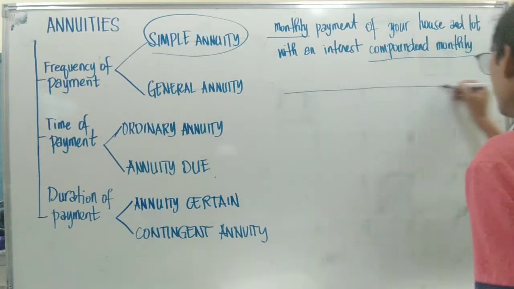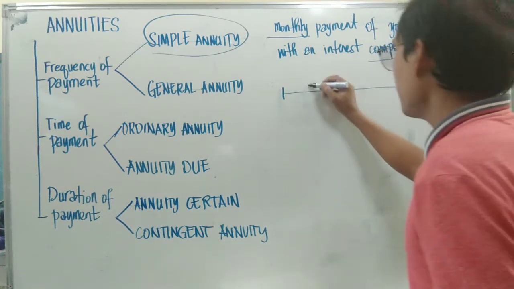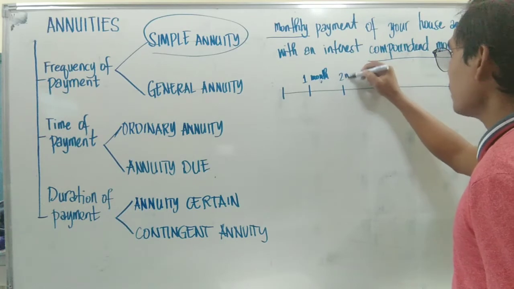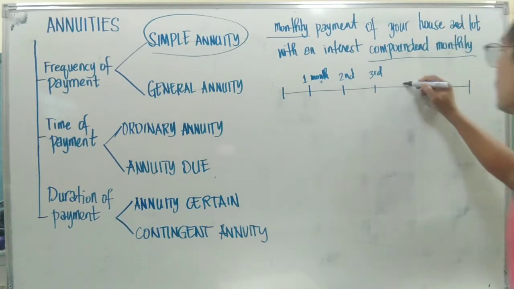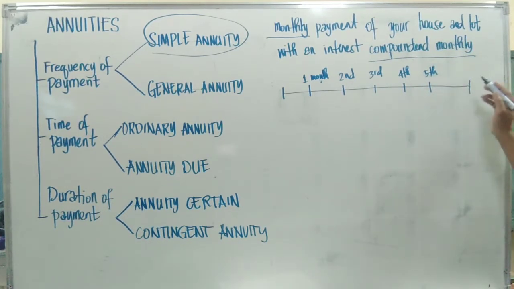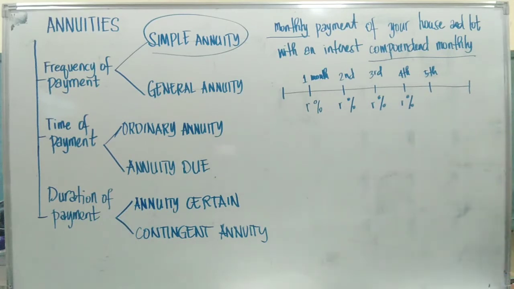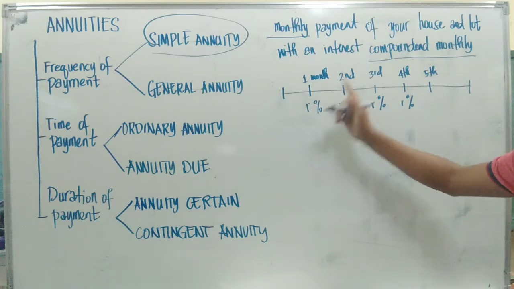By illustration, we have this one. You are paying every month. So first month, then second month, then third month, fourth month, fifth month, and so on. Then the interest is also charging every month. So it means that the compounding frequency and the payment frequency are the same. Again, we are speaking about your loan of a house and lot, and you are paying the loan every month, and the loan is charging every month with R%.